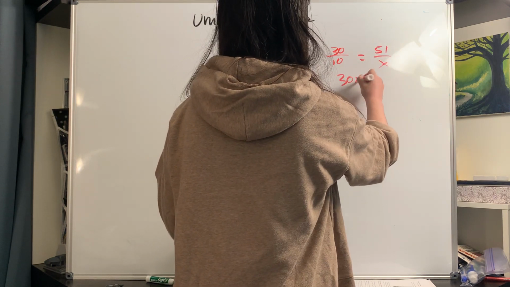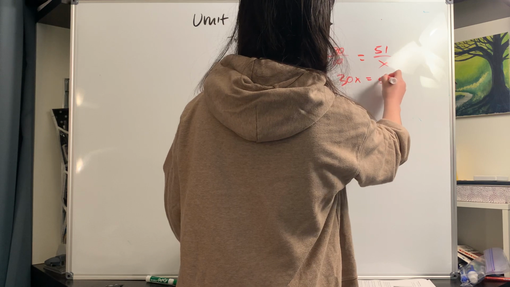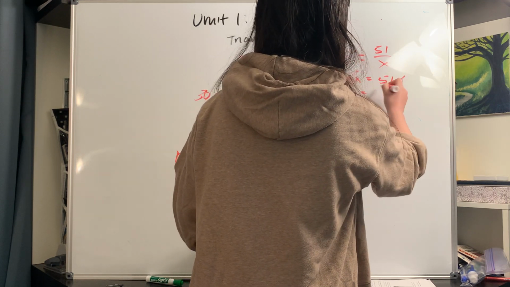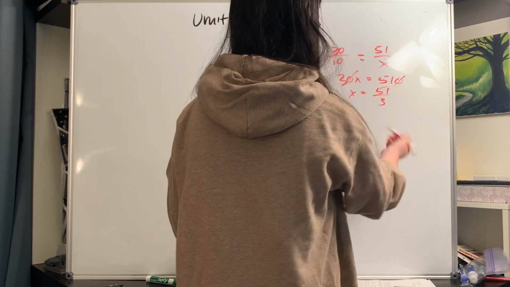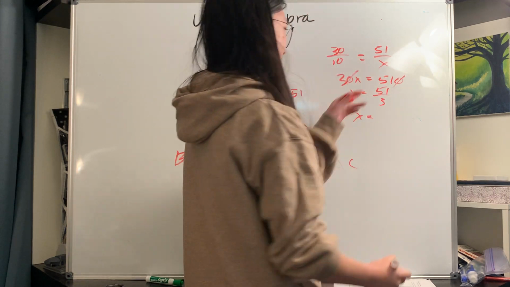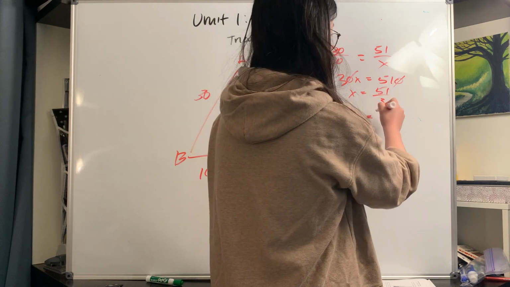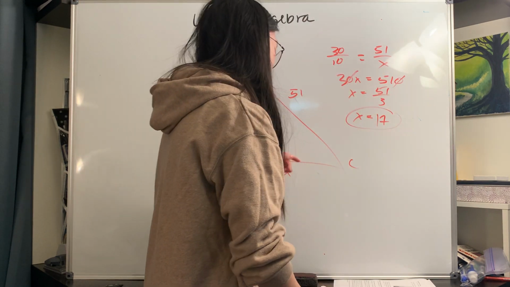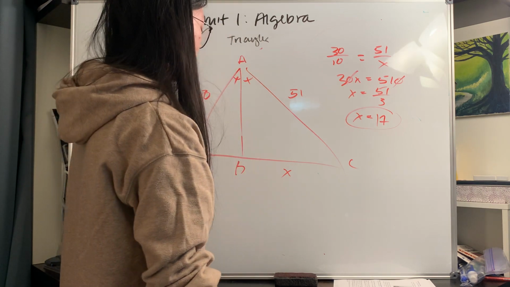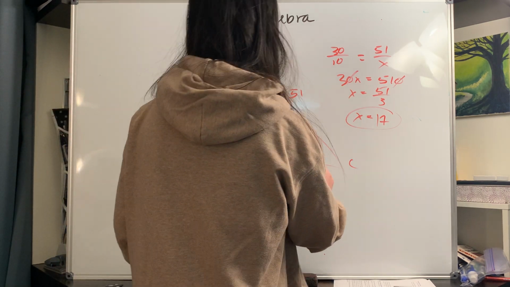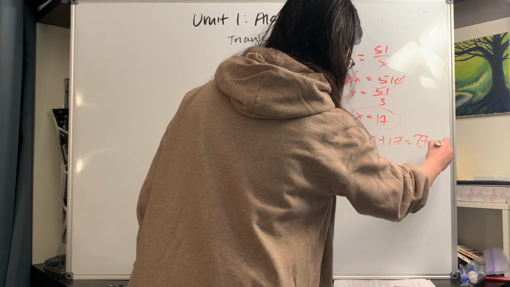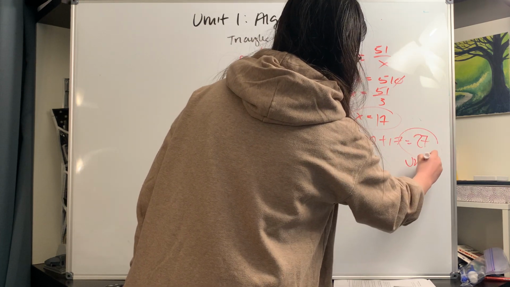Well, 30x is equal to 510. x is equal to 51 divided by 3, and it is divisible by 3, because 5 plus 1 is 6. 3 goes in there once, 21, so x is equal to 17. Except we're not trying to figure out what x is, we're trying to figure out what BC is. So if we know that x is equal to 17, 10 plus 17 is equal to 27. 27 units.